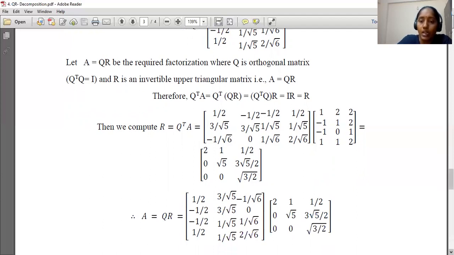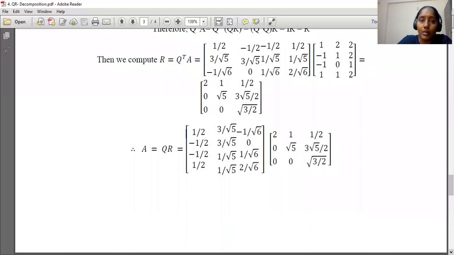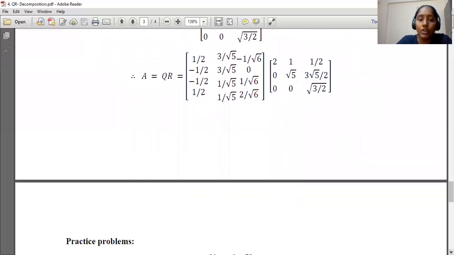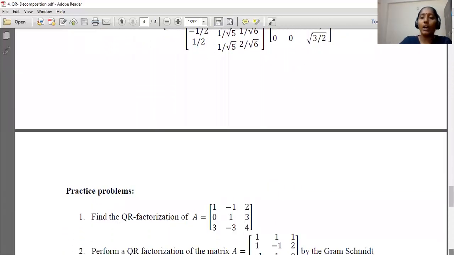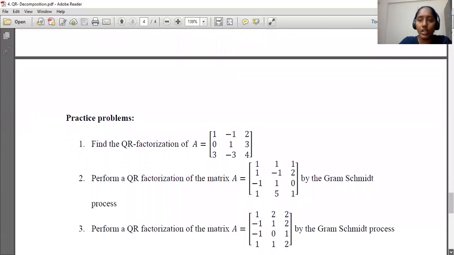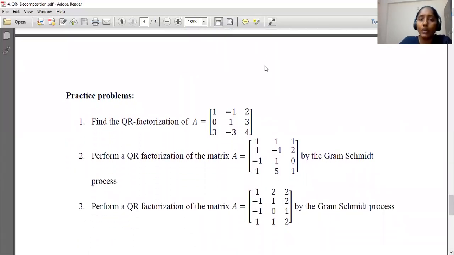Now I am giving some more practice problems. Just practice yourself. If you have any doubts, post your doubt in the chat box, then I will clarify your doubt.